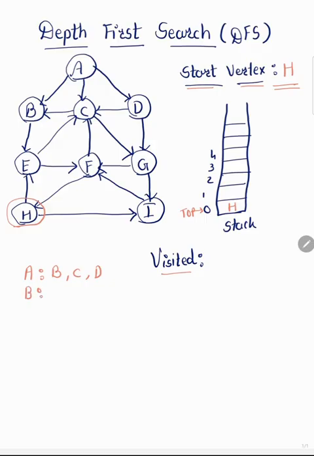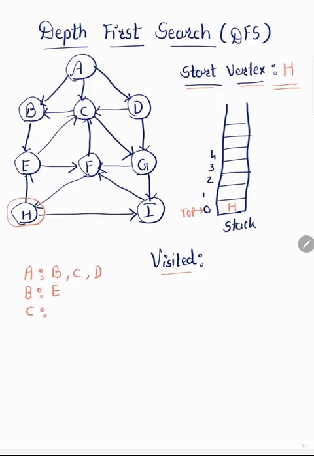From B we have only E. You might have seen that there is an edge from A to B and C to B, right? But those are coming towards B, not going outside. It's an in degree, not an out degree, right? So we need to only consider those out degree edges. So for B it's only E.